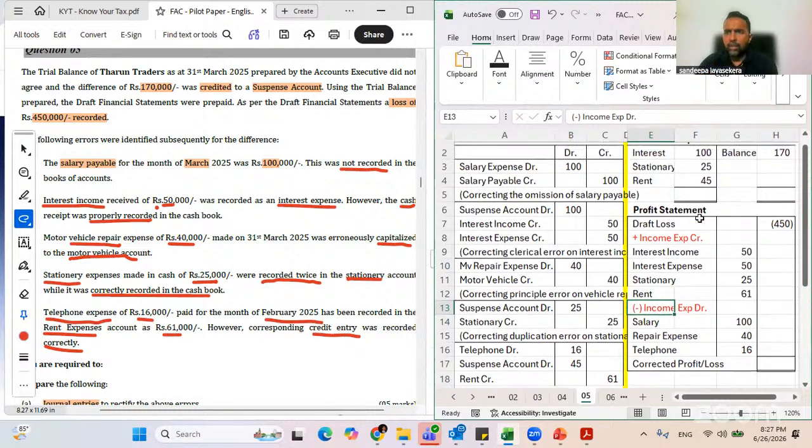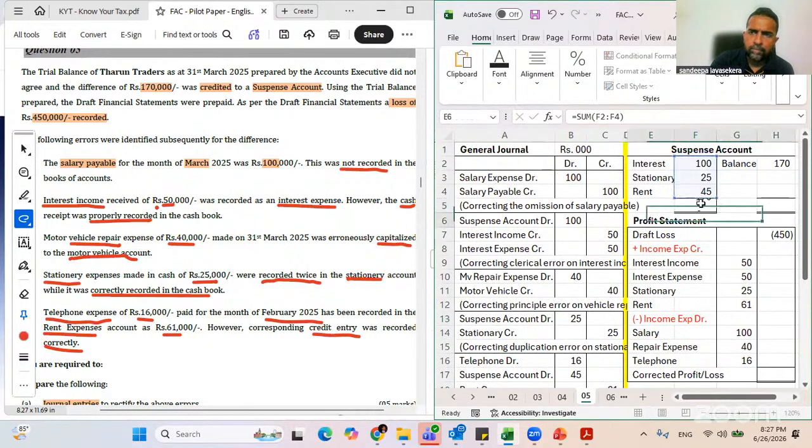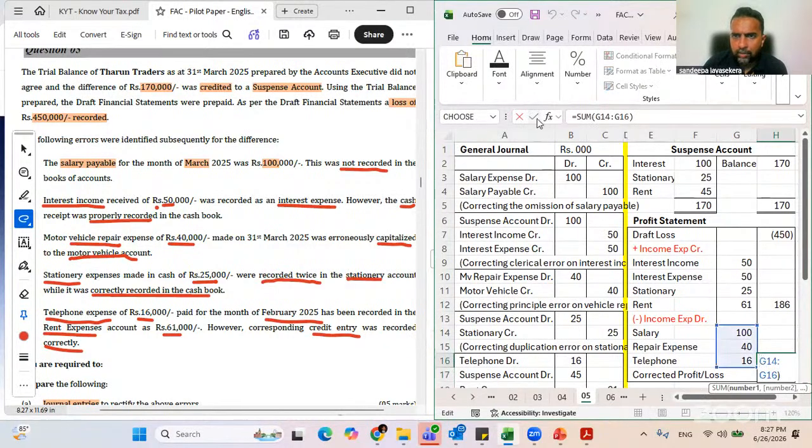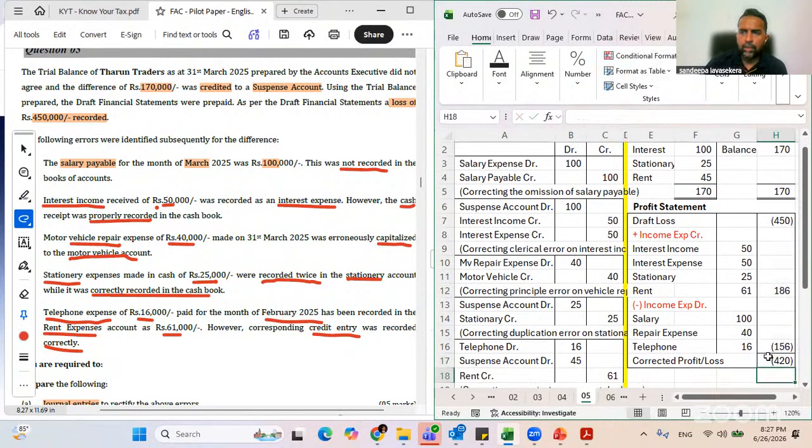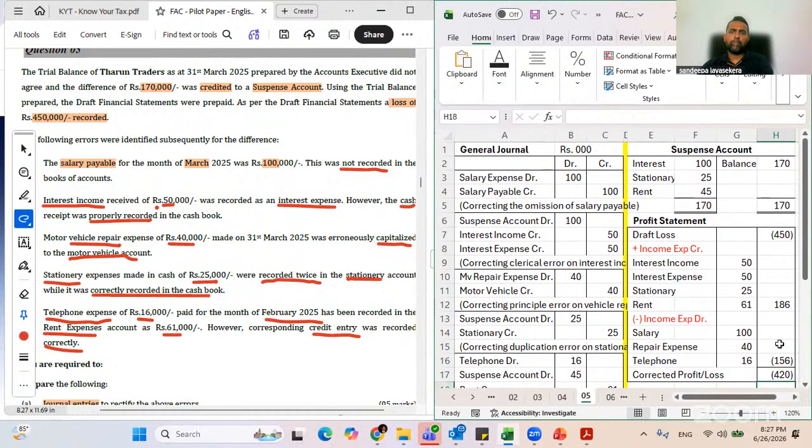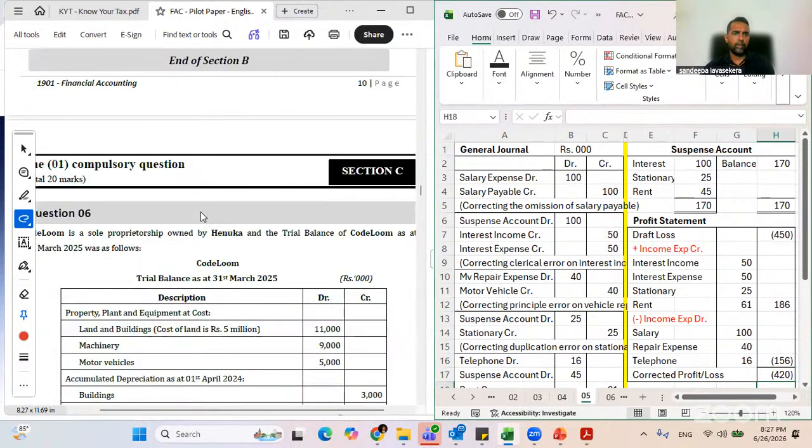Right. So you can see your suspense account gets tallied at 170. So your profit correction 186. This is minus. So the total corrected profit is minus. It's a loss of 420.